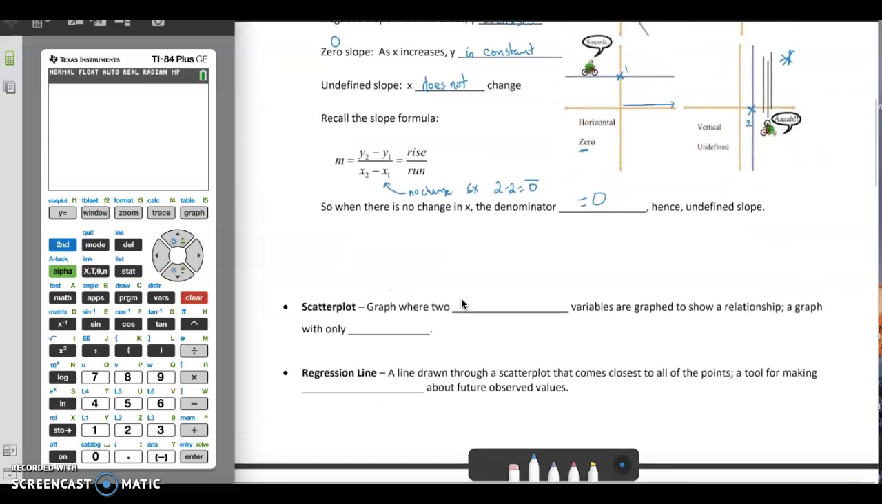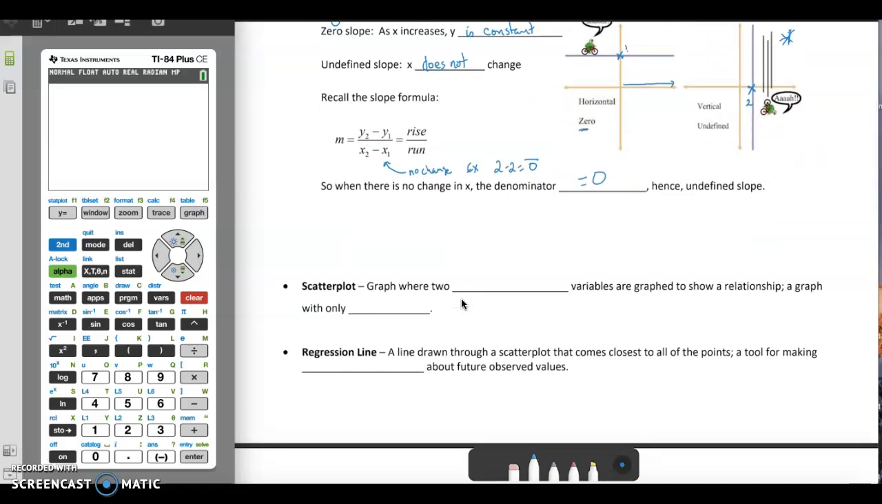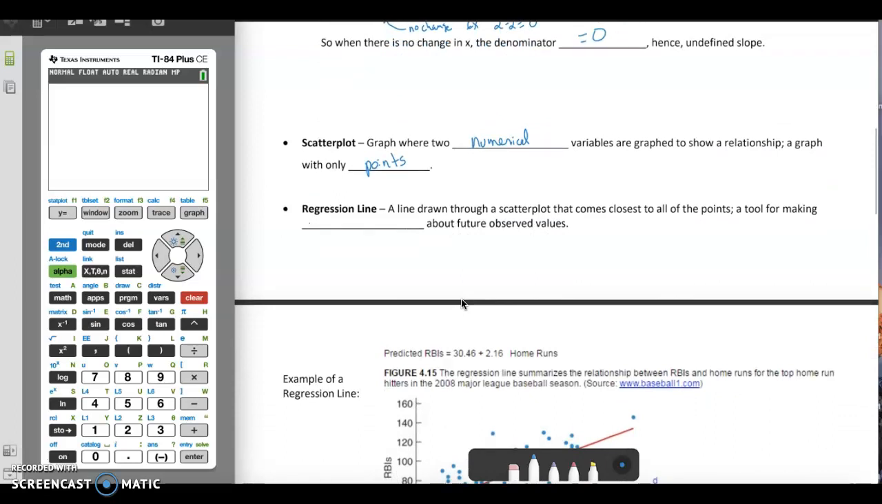Okay, so a scatter plot is a graph where two numerical variables are graphed to show a relationship. It's a graph with only points. So when we go to make scatter plots, they are just points scattered on the coordinate axis. And then there's what we call a regression line. That is a line that is drawn through the scatter plot. It comes closest to all the points, and it is a tool for making predictions or estimations about future observed values.